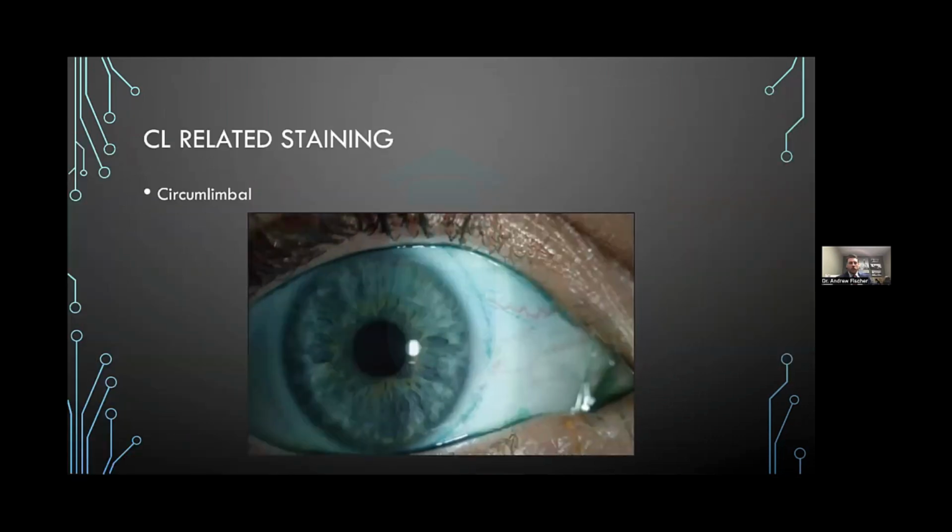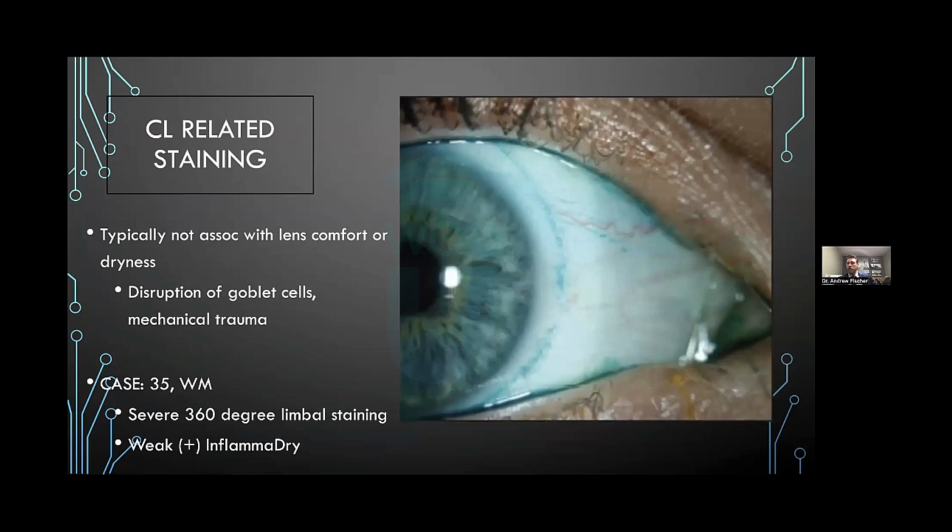One thing I see often as well when I do these, especially on regular exams after I do my contact lens evaluation, I'll throw in some stain, and you often see this ring, this circumlimbal conjunctival stain with that ring, which is super common. It's typically not associated with any contact lens dryness or discomfort per se. It's usually the result of a tighter fitting lens, and that lens fitting tight just grabs and digs into the conjunctiva, disrupting the goblet cells, causing some mechanical trauma.